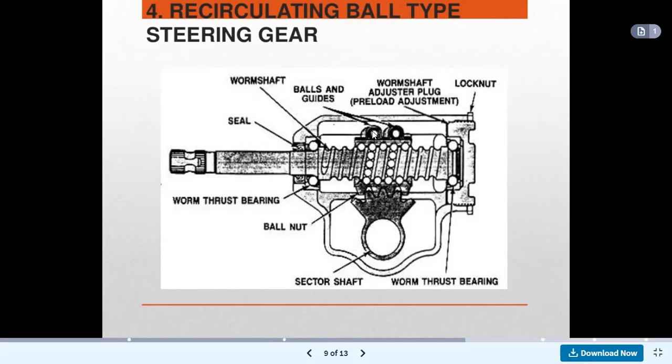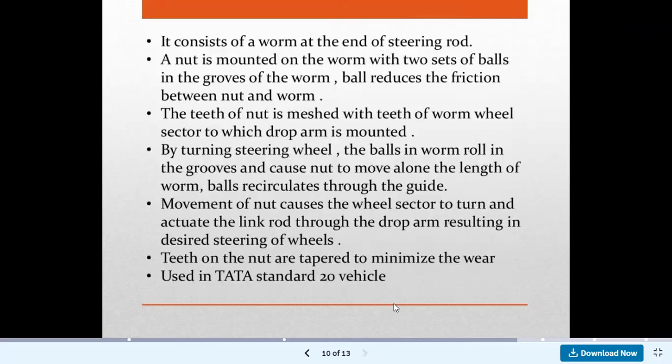This is balls and guides. Balls are present here. Slots are available. In between those slots, balls are circulating. This is the worm shaft. This is the sector shaft. This is the ball nut, worm thrust bearing. There is the seal. So this is related to the recirculating ball type arrangement.